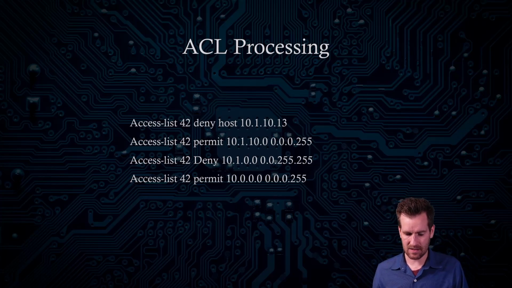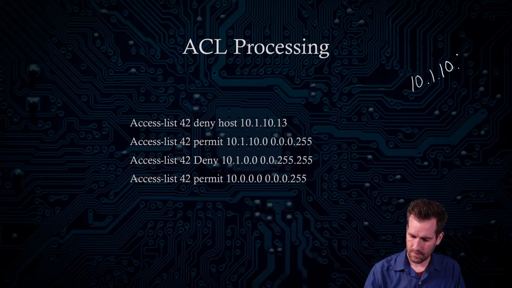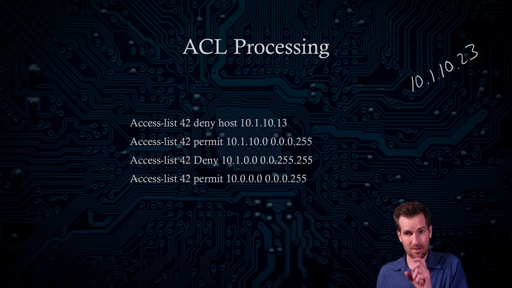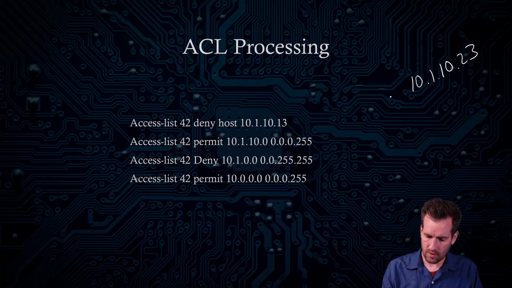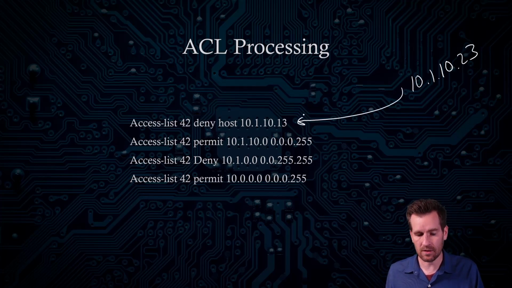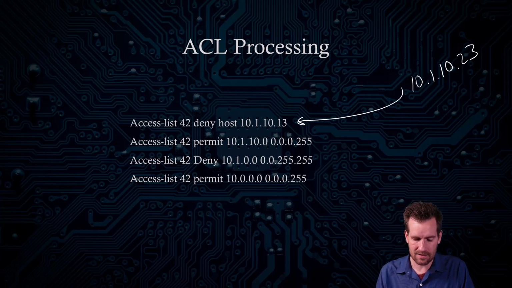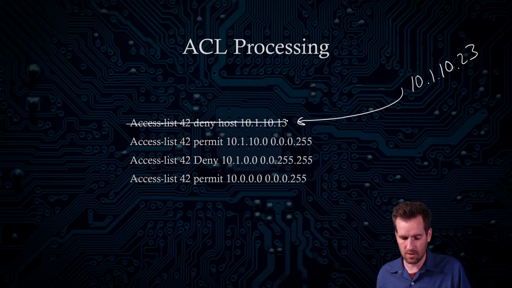against this list. And so let's say it comes in and 10.1.10.23 is the address that has the source address of this packet that's coming in. Then what it will do is it'll take a look at each one of these in sequence order. So it's going to take a look at the first one, and it says, is 10.1.10.23, is that the same as 10.1.10.13? No, it's not. So it's not going to process it using that one.